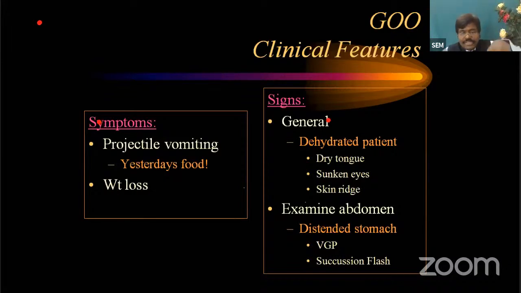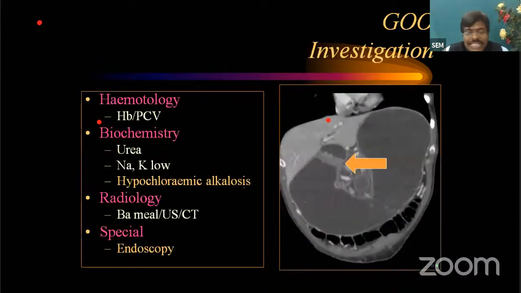Then you put your stethoscope, shake the patient, and you'll be able to auscultate the to-and-fro movement of the food in the stomach, giving you that classical succussion splash. So these are the two signs you will see.